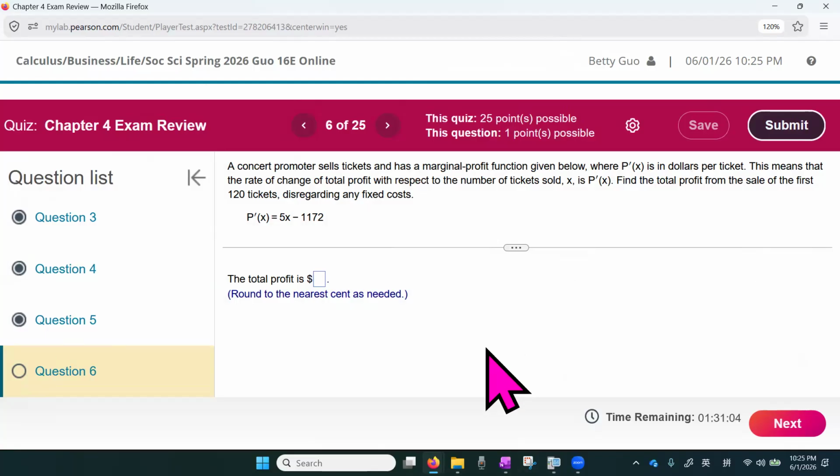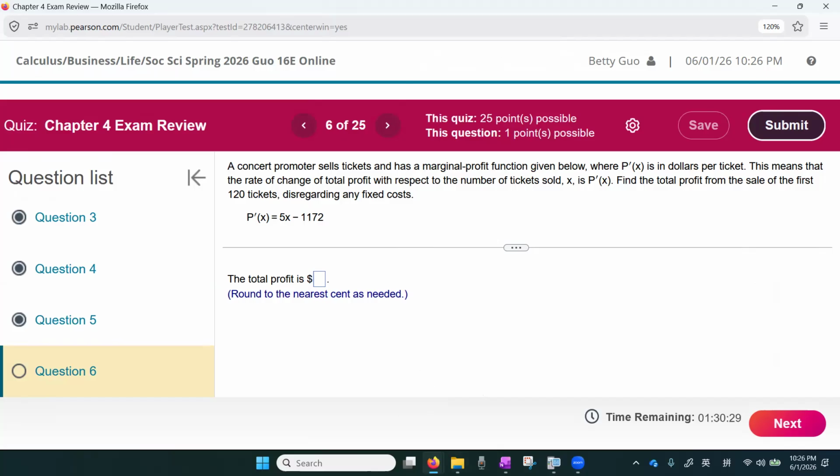Question number 6. A concert promoter sells tickets and has a marginal profit function given below, where P prime is in dollars per ticket. This means the rate of change of total profit with respect to the number of tickets sold x is P prime. Find the total profit from the sale of the first 120 tickets, disregarding any fixed costs.